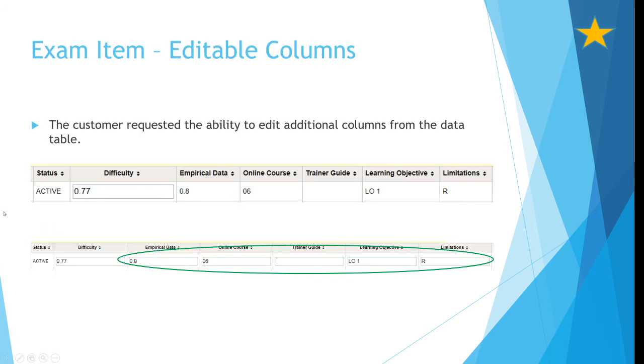Okay, the customer also requested the ability to edit additional columns from the data table. So when you do a search on the exam item page, a data table with your search results comes back, and initially there was only one item editable from that table, the difficulty. The customer asked that I open up several of the other ones, as you can see circled there in green. And I tested these. They do save to the database, and you can do multiple rows at once and save to the database, so that's good, and that's what the customer was asking for.